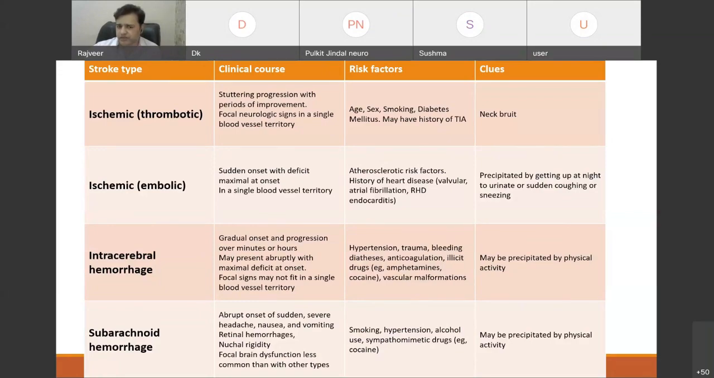And ICH patients usually present with gradual onset, slowly worsening over hours, days or minutes. And sometimes the patient may present acutely in ICH also. And usually the focal signs will not follow one vascular territory.